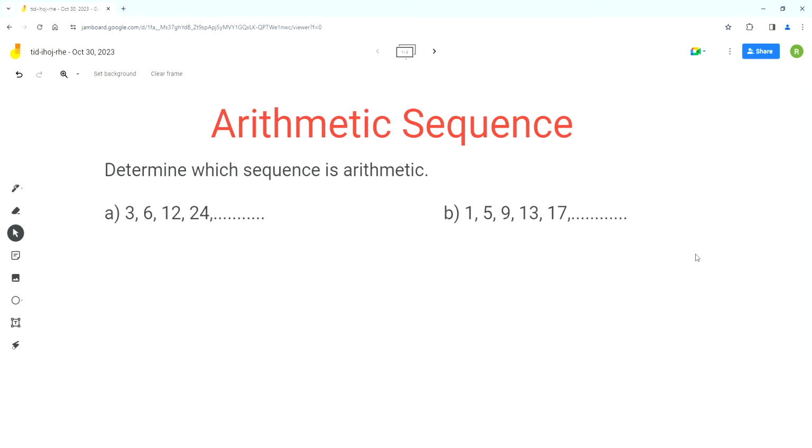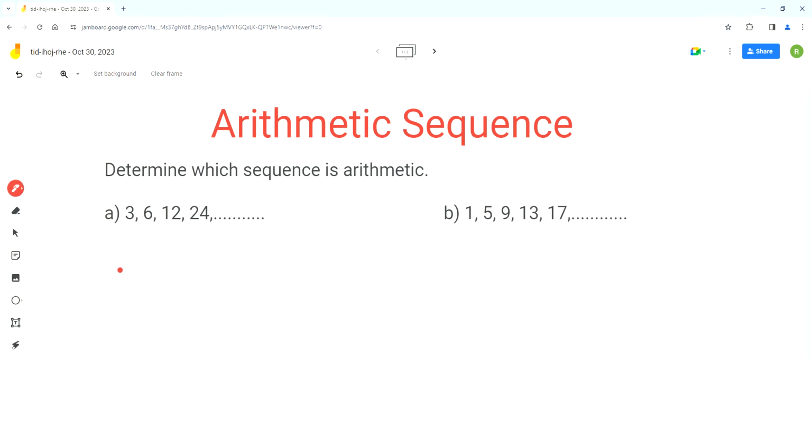Hello everyone. So in today's video, we'll do a problem based on the concept of arithmetic sequence. In this problem, we have to find out which of these sequences are arithmetic. So we can start with part A.